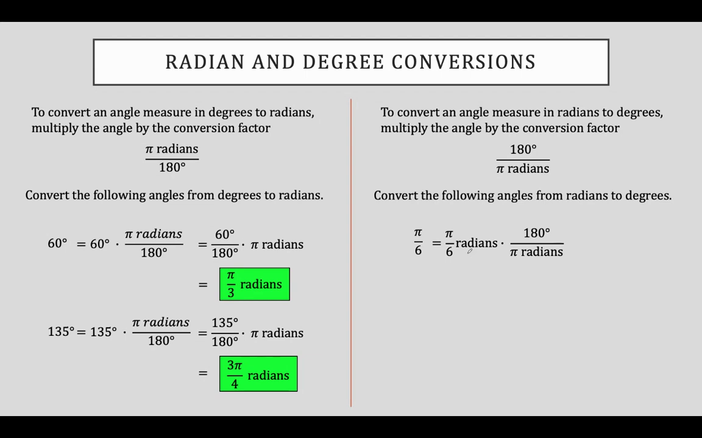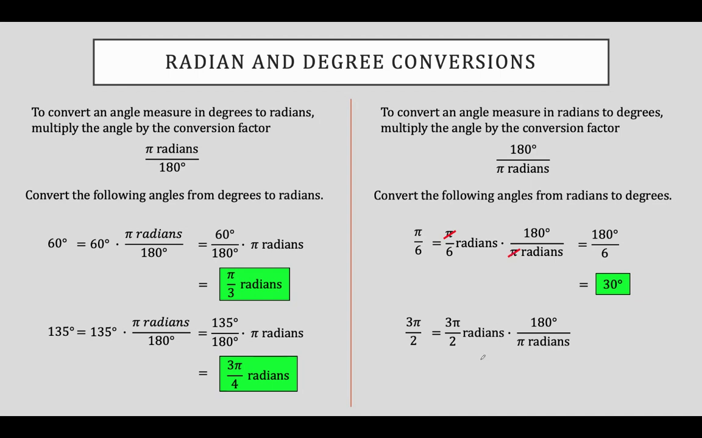We are going to multiply that by 180 degrees divided by pi radians. Again, check to see that your units cancel appropriately. Radians divided by radians cancel and leave us with just degrees in our numerator. This pi and this pi will also cancel out. That leaves us with 180 degrees divided by 6, which gives us 30 degrees for our final answer.